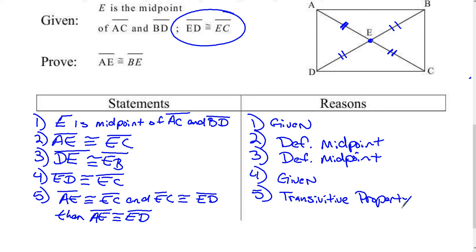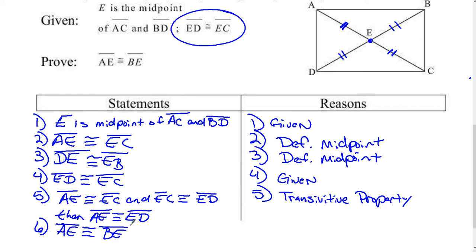So I'm going to make a statement now. I'm going to end this one, so it's going to be here. I'm going to say that AE is going to be congruent to BE, because I have that AE is congruent to ED, right? Yes? Yeah. Okay.